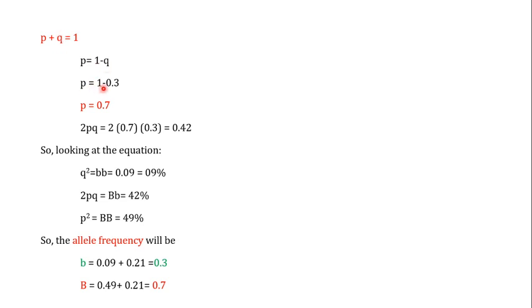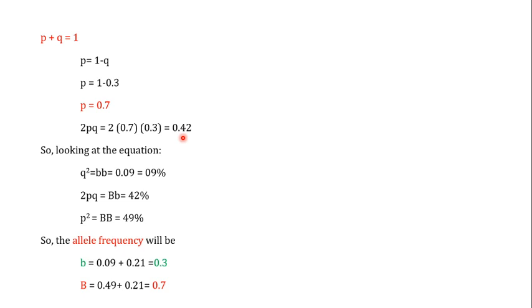So p will be equal to 1 minus the value of q, which we have already determined, so this will be 0.3. So the value of p will be equal to 0.7. Now if you are determining the value of 2pq, what you can do is 2 times the value of p, 0.7, times the value of q, 0.3. If you multiply this, you get the value of 0.42.